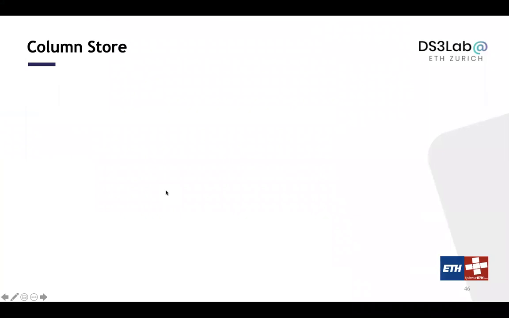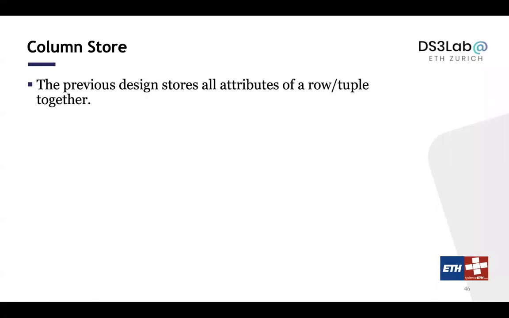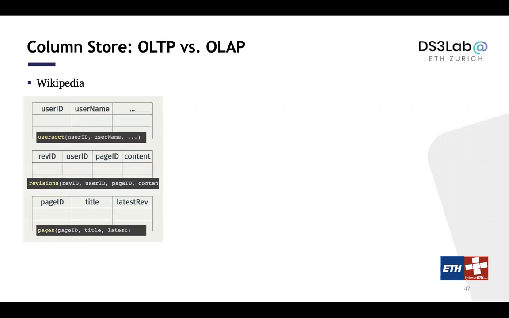But there are other ways, depending on the type of operations that you want to do. For example, think about the previous design. We are assuming all the attributes of a single row are stored together. What could be the potential downside of this design? That gets us to two very different types of workload. One is transactional, called OLTP, and the second is more analytical, called OLAP.